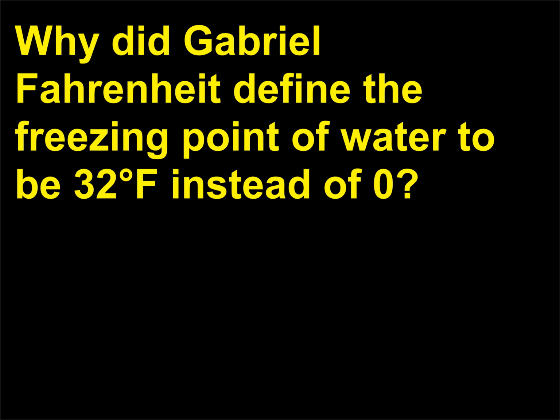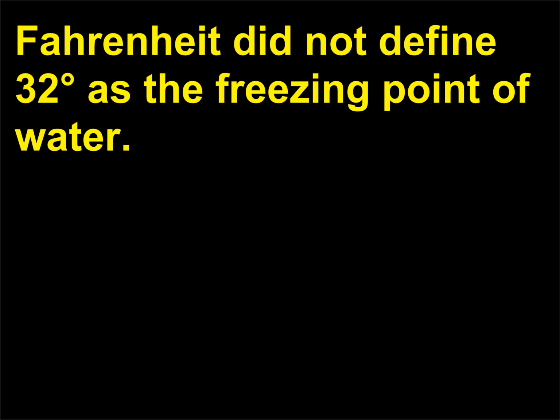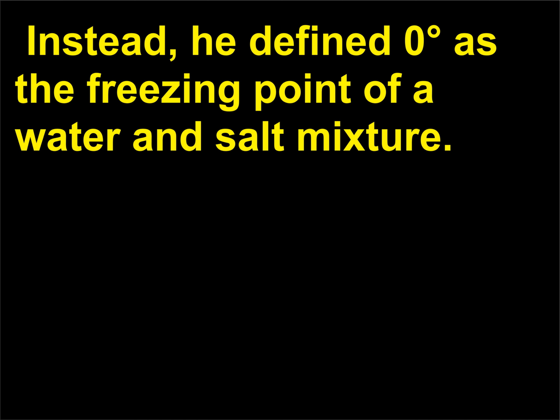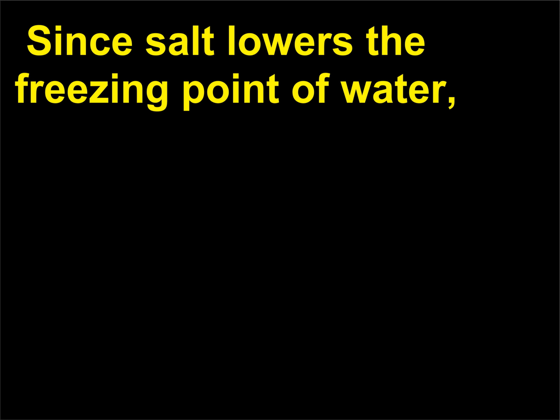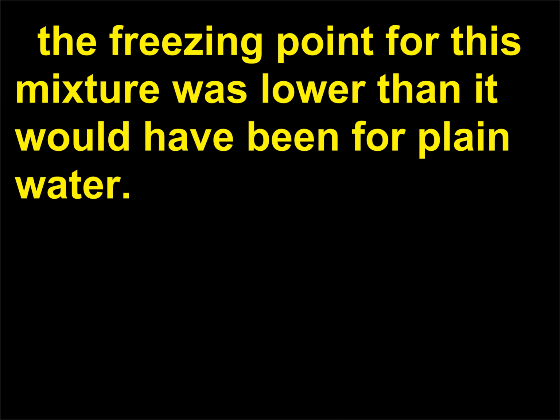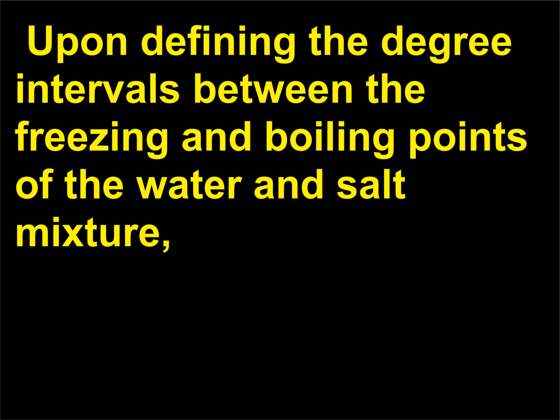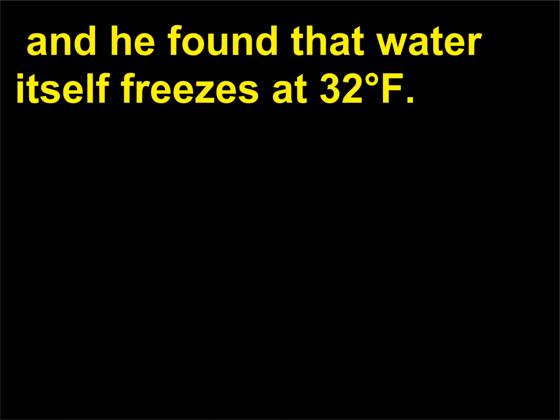Why did Gabriel Fahrenheit define the freezing point of water to be 32 degrees Fahrenheit instead of 0? Fahrenheit did not define 32 degrees as the freezing point of water. Instead, he defined 0 degrees as the freezing point of a water and salt mixture. Since salt lowers the freezing point of water, the freezing point for this mixture was lower than it would have been for plain water. Upon defining the degree intervals between the freezing and boiling points of the water and salt mixture, he found that water itself freezes at 32 degrees Fahrenheit.